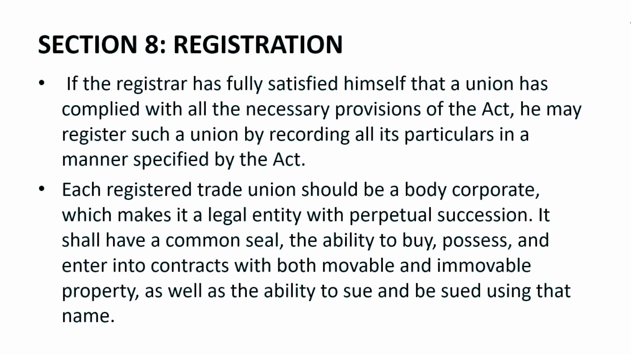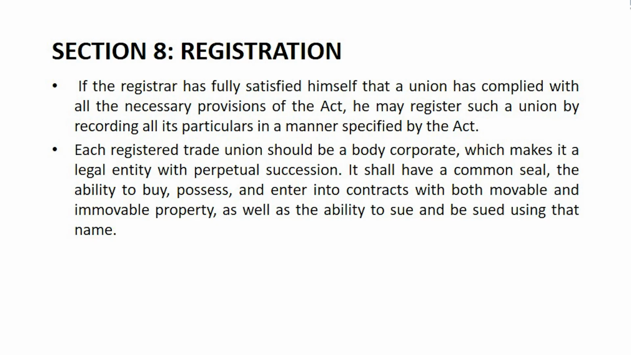Section 8 is talking about the registration of a trade union. If the registrar has fully satisfied himself that the union has complied with all the necessary provisions of this act, he may register such a union by recording all its particulars in the manner specified in this act. Every registered trade union should be a body corporate, which makes it a legal entity with perpetual succession. It has a common seal, the ability to purchase and enter into contracts with both movable and immovable property, as well as the ability to sue and be sued using that name.